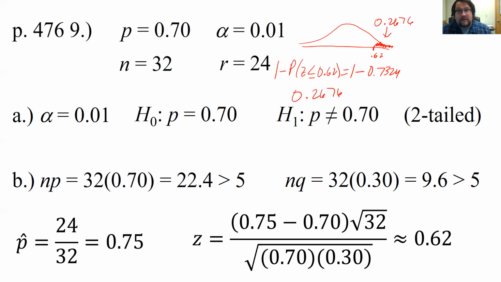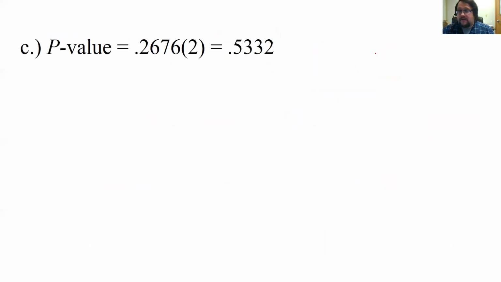Now, this is not my p-value, though. Since this was a two-tailed test, my p-value is going to be this number times 2, because the question is what's the probability of getting this value or more extreme, including negative 0.62 the other way. So I'm going to double that. That gives me 0.5432, or more than a 53% chance I would hit that value or more extreme either way.